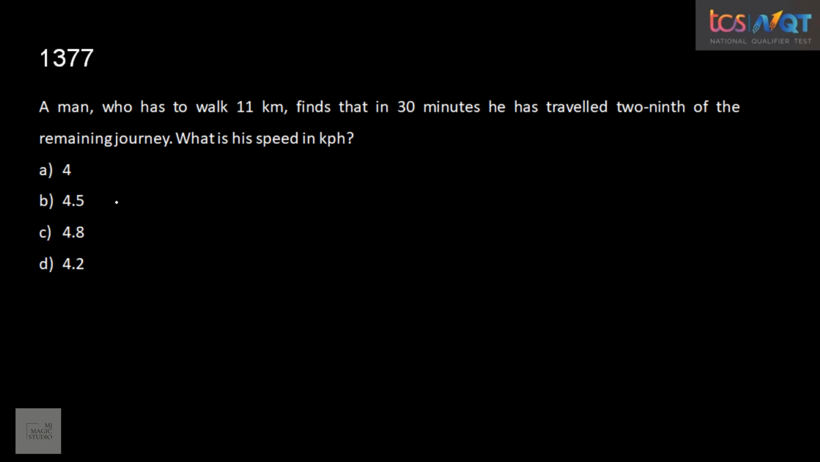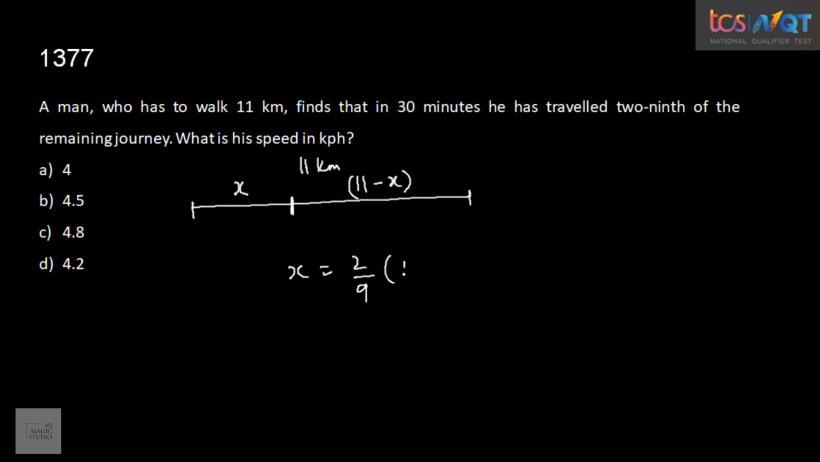A man who has to walk 11 kilometers finds that in 30 minutes he has traveled 2/9 of the remaining journey. Suppose in 30 minutes he has traveled x kilometers, so the remaining journey is 11 minus x. He has traveled 2/9 of the remaining journey. What is his speed in kilometers per hour?